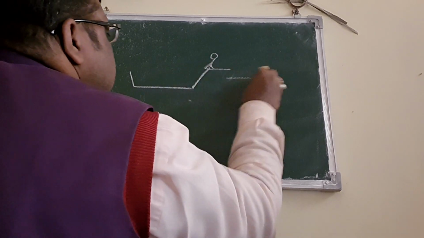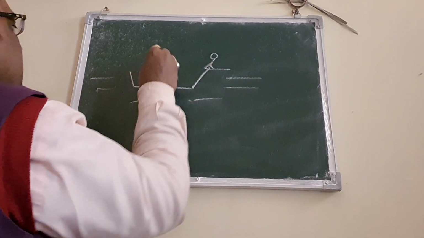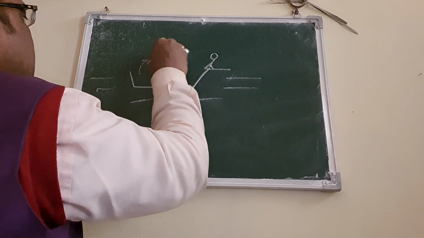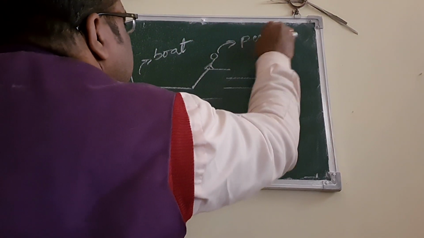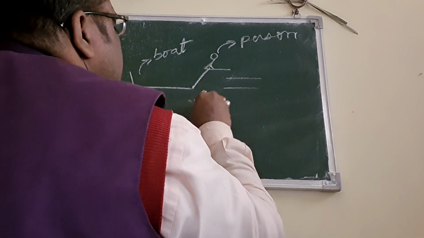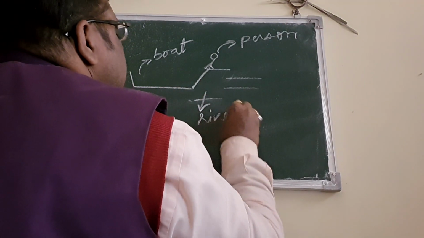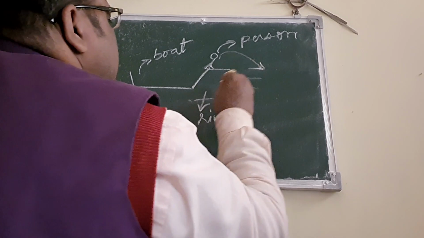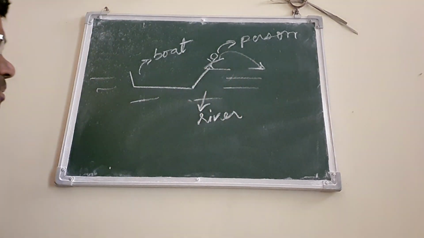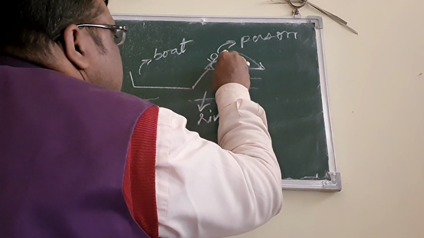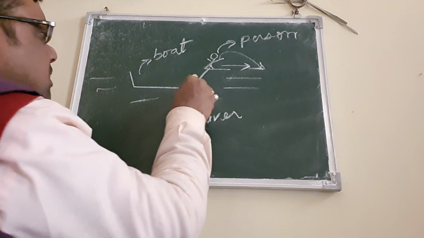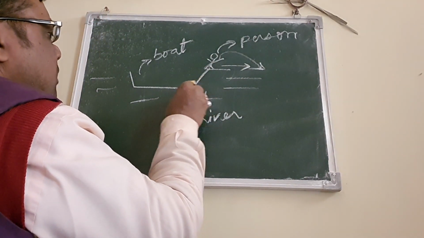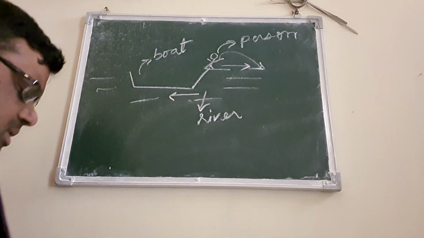in a river. This is the river. You can see this is the boat and this is the person, and this is the river. So the person jumps in the river. So as it jumps, it moves in the forward direction. The person moves in the forward direction, and as a result, the boat moves in the backward direction.